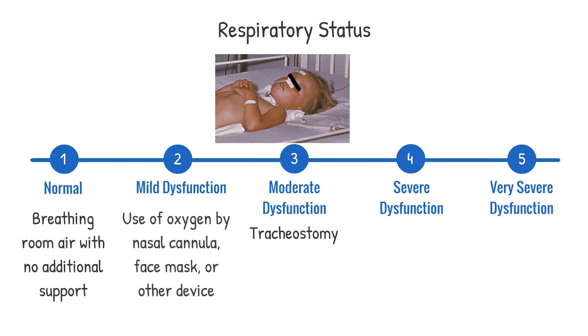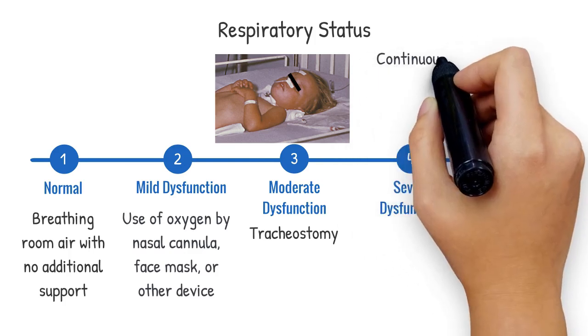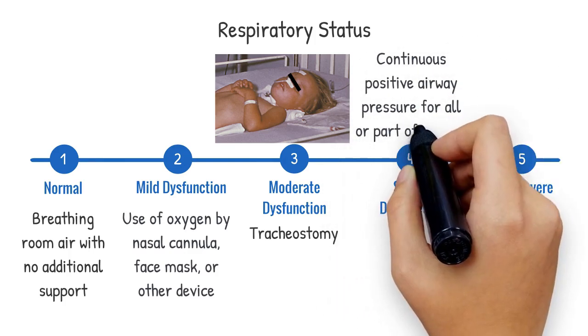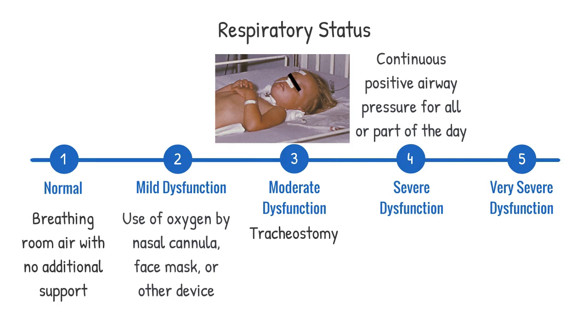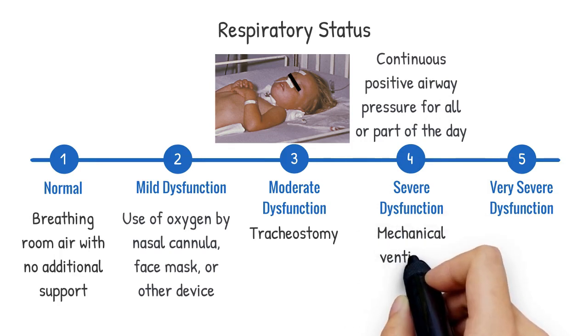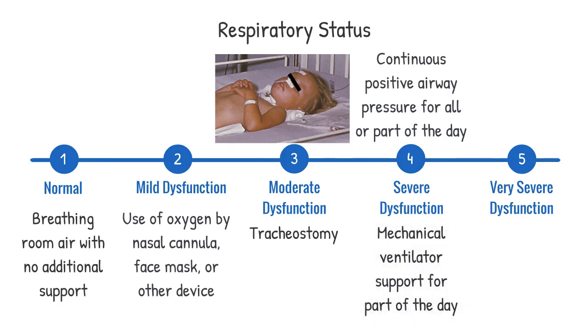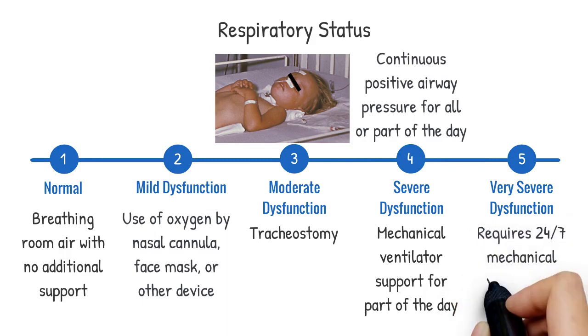Tracheostomy is a key indicator of moderate dysfunction, while severe dysfunction indicates continuous positive airway pressure, or CPAP, for all or part of the day, and/or mechanical ventilation support for part but not all of the day. Finally, very severe dysfunction is the child who needs 24/7 mechanical ventilatory support.